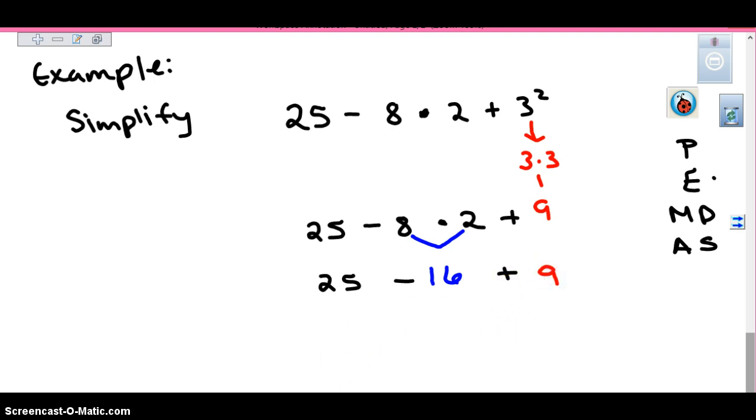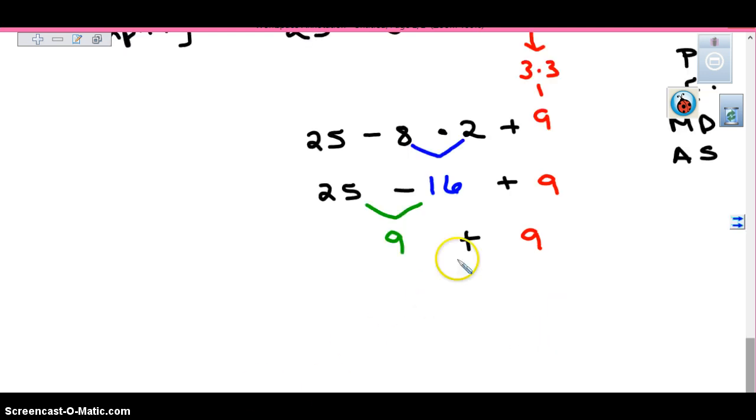What comes next? Subtraction or addition, whatever is first from left to right. And in this case it's subtraction. What's 25 minus 16? 9. We bring down a plus sign and our other 9. And we can end this problem with 9 plus 9, which is 18.